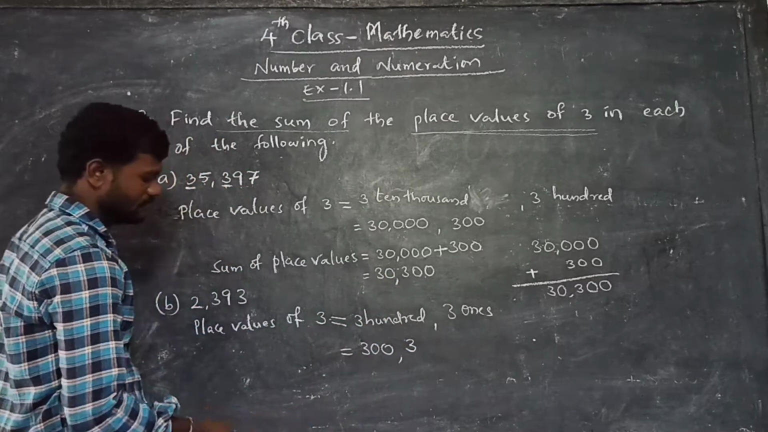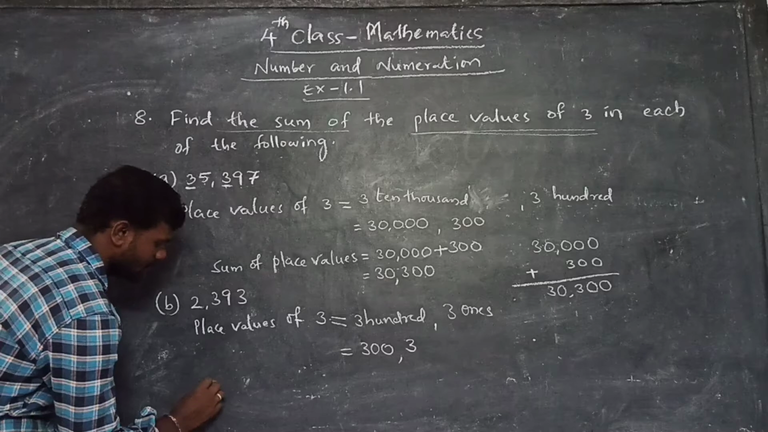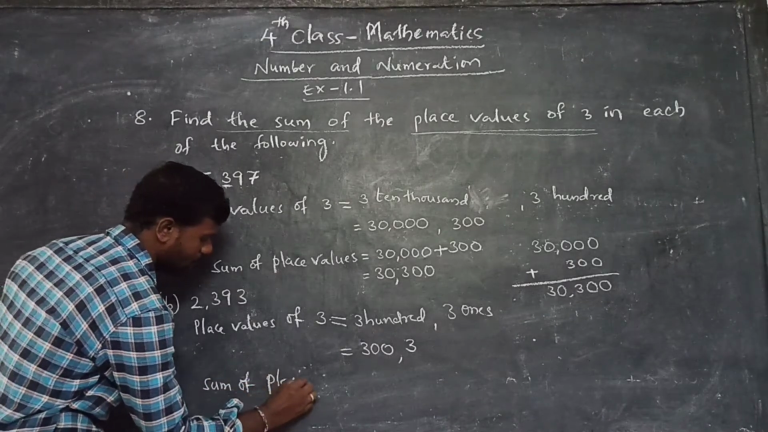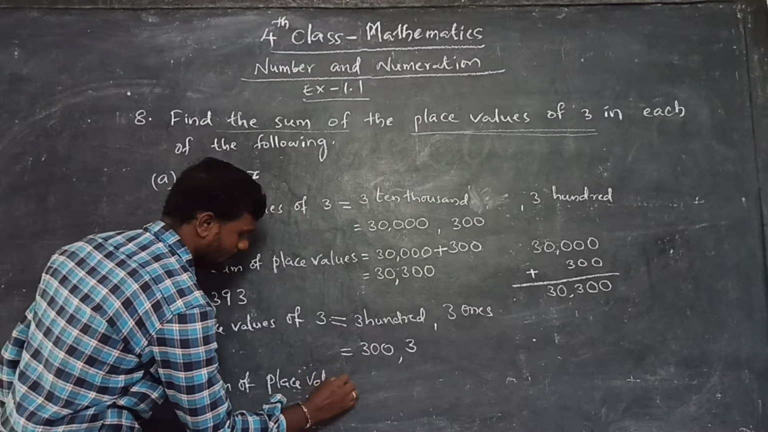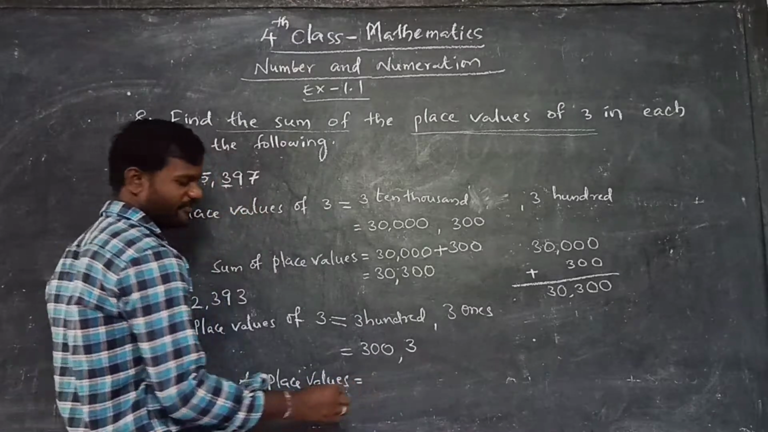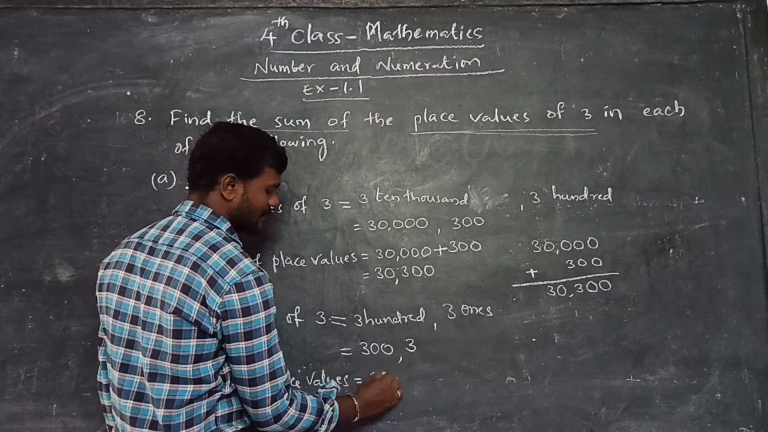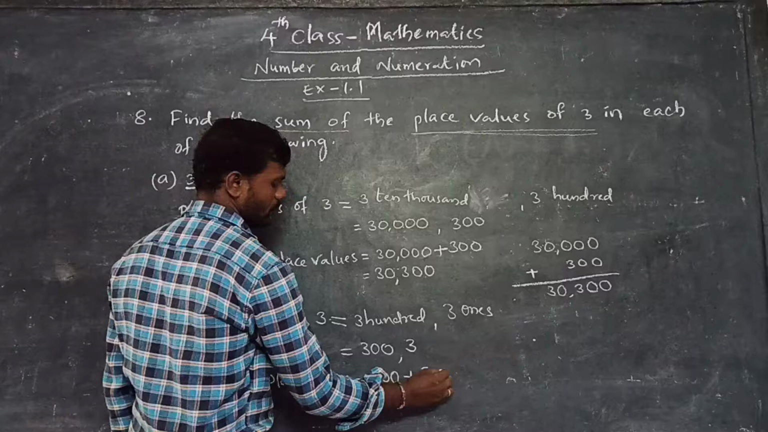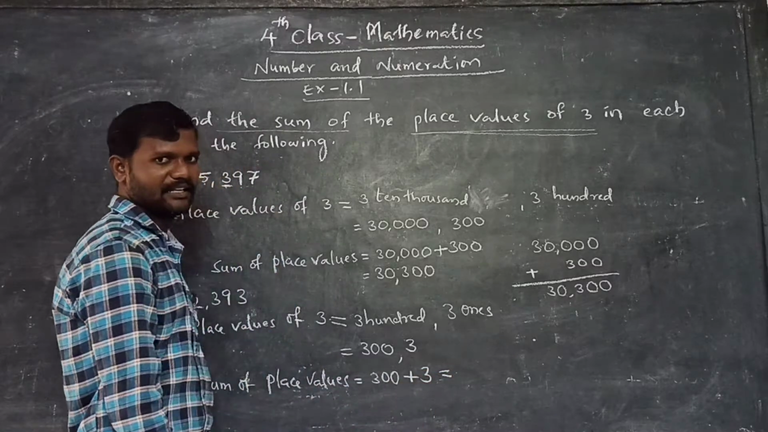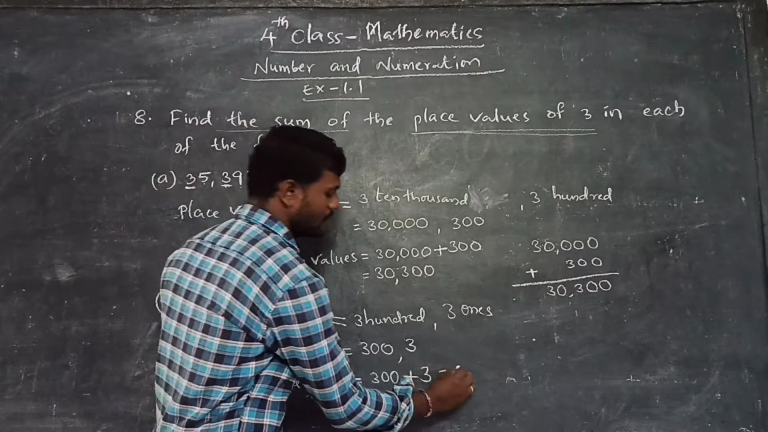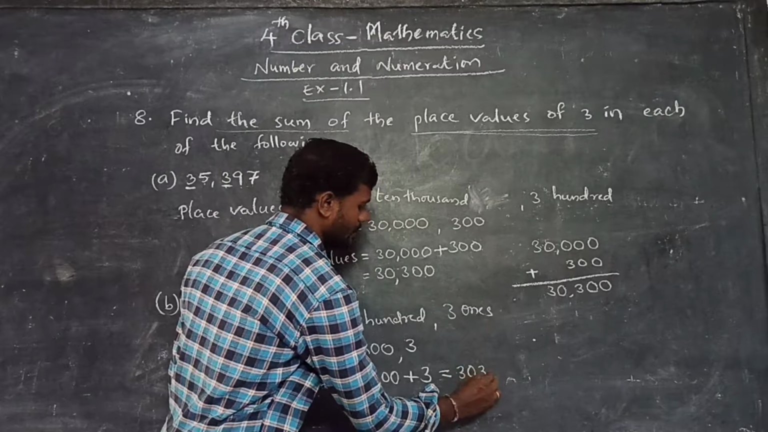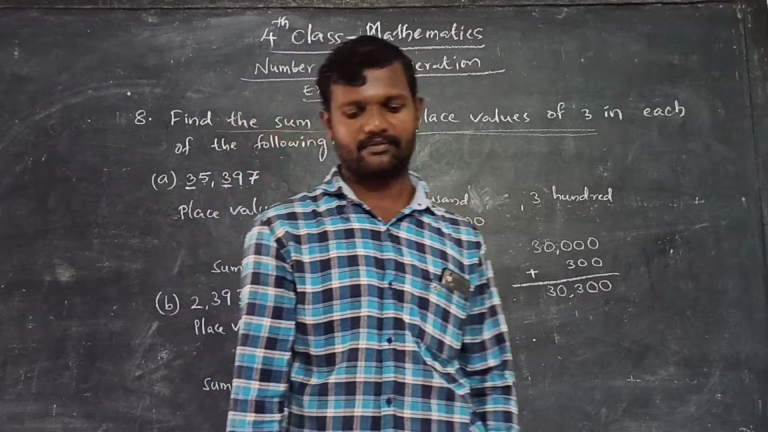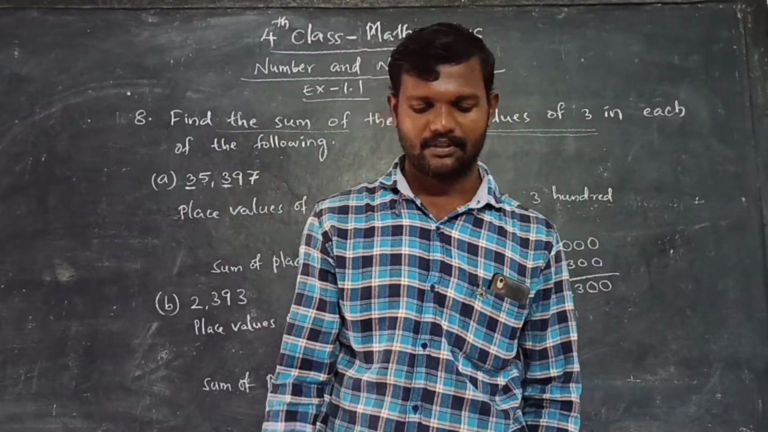Okay, we wrote the place values. Then direct what? Sum of place values. What is the sum of place values? Place values are 300 and 3. So sum of them is 300 plus 3. What is the answer? 300 plus 3. What will you get? 303. Okay. Like this, we have to write the answer for this.